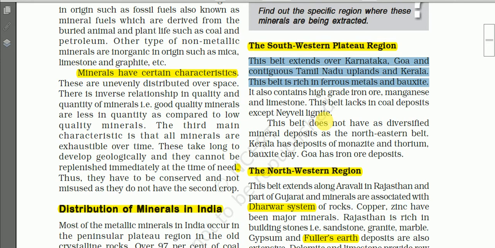This region also contains high-grade iron ore, manganese and limestone. These are the important minerals found in this belt. This belt lacks coal deposits except near Neyveli in Tamil Nadu. In Karnataka and Kerala we don't find coal deposits. We find coal only in Tamil Nadu, near Neyveli, and that is also low-grade lignite, brown coal.